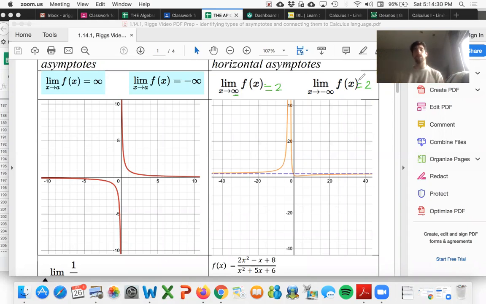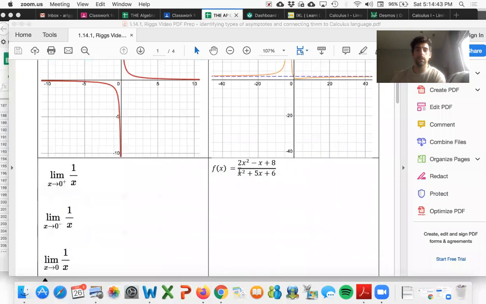You can have a function where as x approaches positive infinity, it approaches a certain y value, and as x approaches negative infinity, it approaches a different y value. In this case, they happen to approach the same one, but it's not always a guarantee. And so what we could also do is just to write this out.